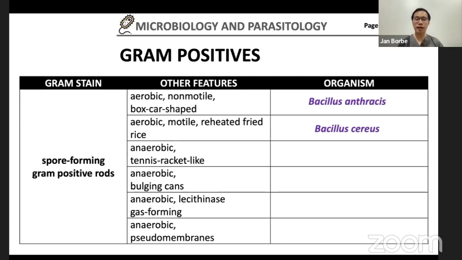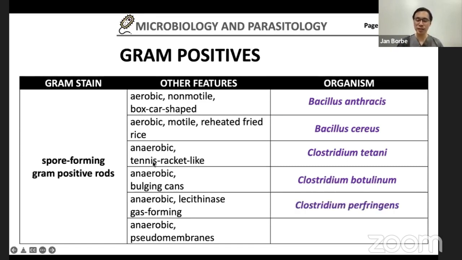Okay? And then you have the diarrheic form. Tennis racket-like, that's none other than tetanus. Okay? So Clostridium tetani. Bulging cans, no? Bulging, what do you call this? Canned goods. So that's none other than Clostridium botulinum. Lecithinase positive. Ito, very important buzzword as well. Anaerobic na lecithinase positive, causative agent of gas gangrene, that's your perfringens. And lastly, causing pseudomembranous colitis associated with pseudomembrane formation, that's your Clostridium difficile.